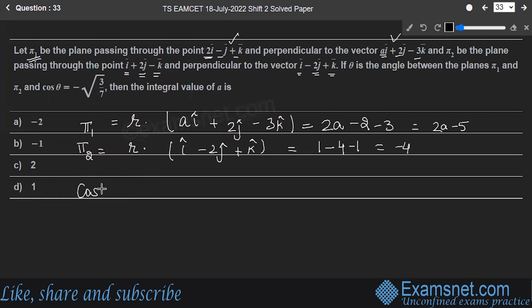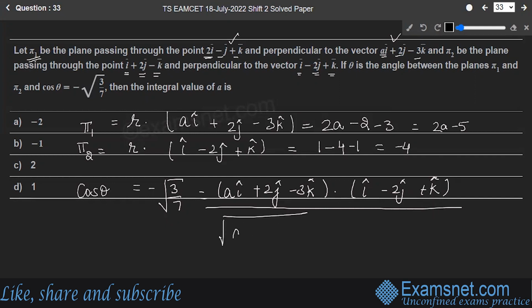Correct. Next, it's given that cos theta, the angle between these two planes, is equal to minus root 3 by root 7. Now that means cos theta is equal to A dot B upon the modulus of both of them. So these two vectors are (A i plus 2j minus 3k) dot (i minus 2j plus k), the whole divided by root of A squared plus 2 squared plus 3 squared, multiplied by root of 1 squared plus 2 squared plus 1 squared.